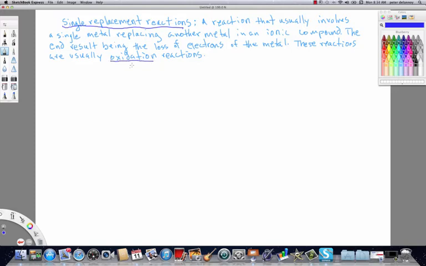All right, and the first example that we're going to look at is the reaction of iron 3 chloride. So iron 3 chloride, which is in an aqueous solution, plus zinc metal to form zinc chloride, which is aqueous, and iron metal.